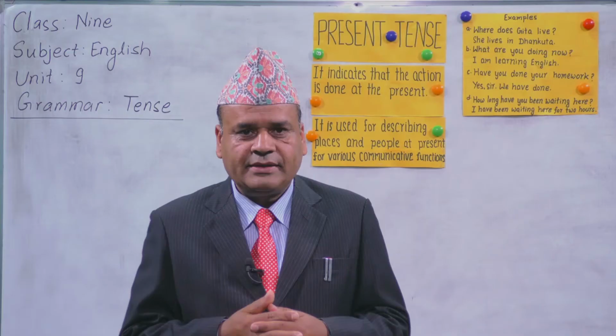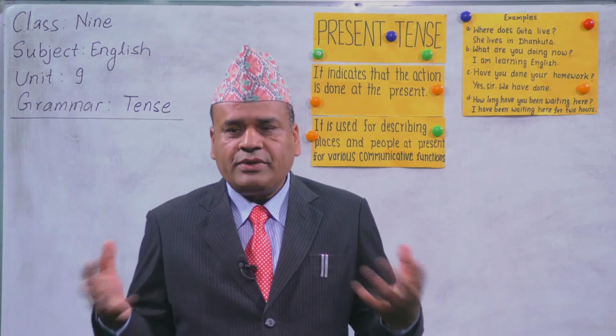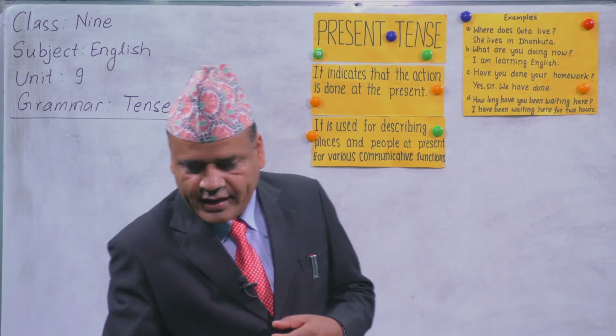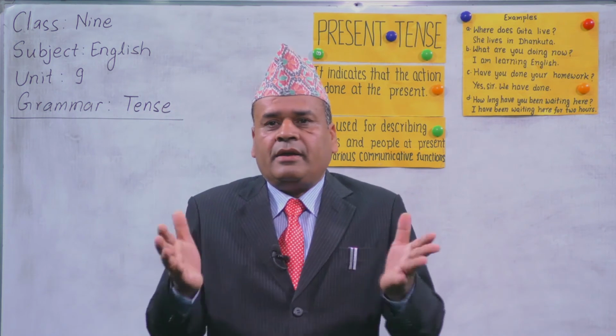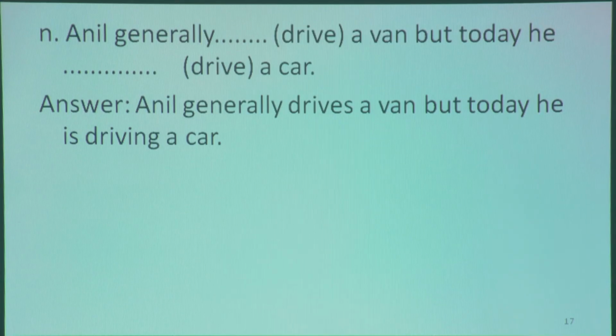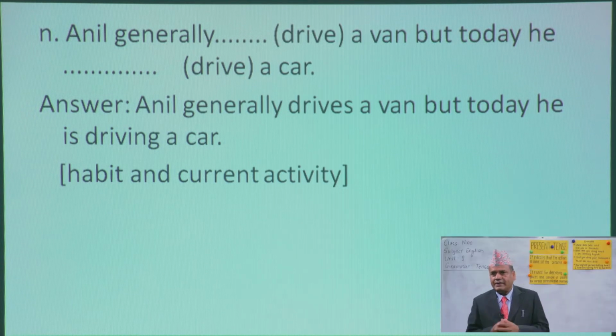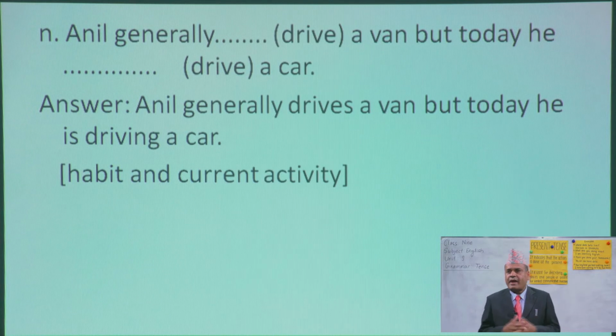So next is Anil generally drive a van, but today he drive a car. Generally indicates present, that is simple present action, right? And but today means it focuses on the current activity. So Anil generally drives a van, but today he is driving a car. Okay? So this is how you learn habit. The first, generally drives a van, is habit. And next, today particularly is showing the current activity. Okay? So continuous activity, for that we use he is driving a car.